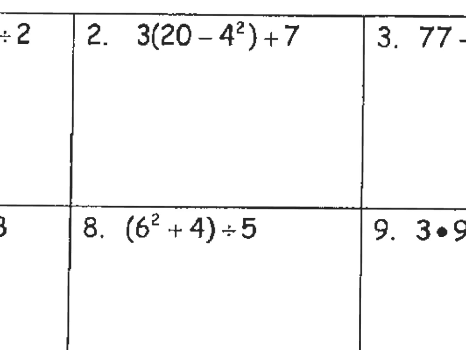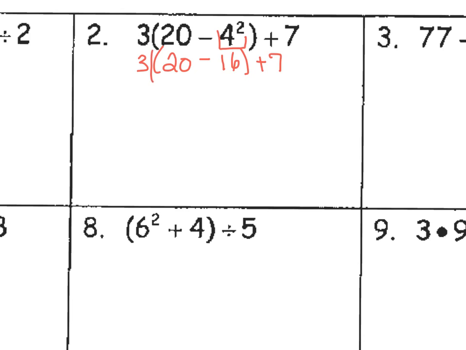So here we have 3 times, remember whenever a number is next to parentheses, that means to multiply. 3 times parentheses 20 minus 4 squared plus 7. So the first thing we have to do is do parentheses, but within the parentheses we also have subtraction and exponents. So order of operations tells us to do exponents first. So 4 squared is equal to 4 times 4, which is equal to 16. So you box it, you solve it, and then you rewrite it.